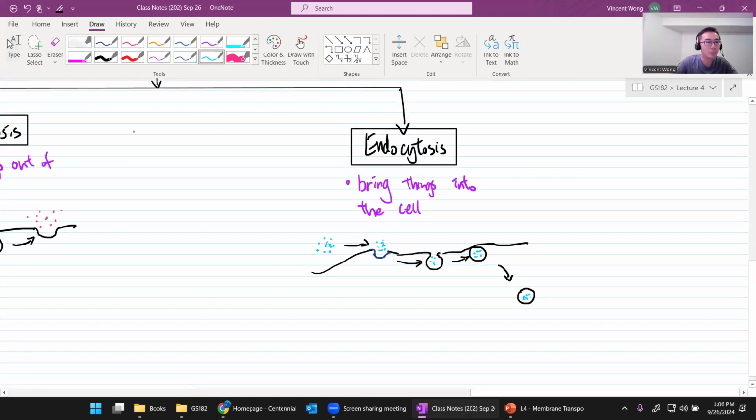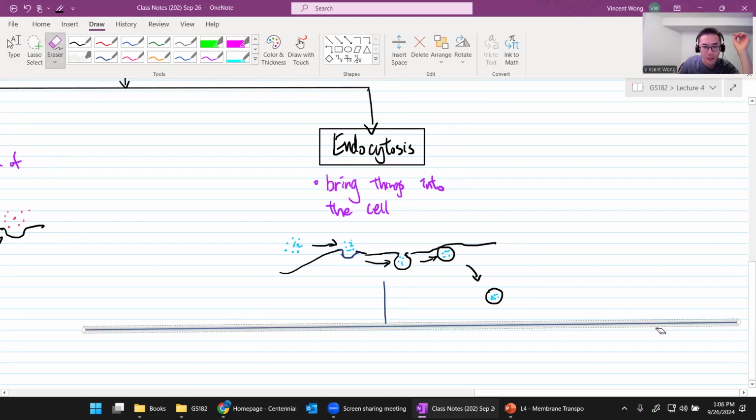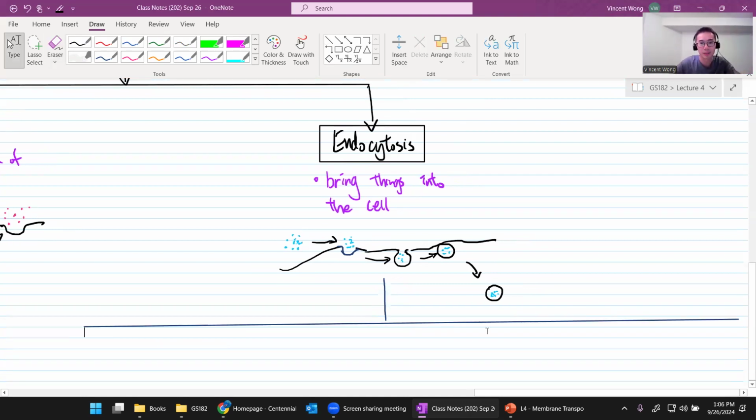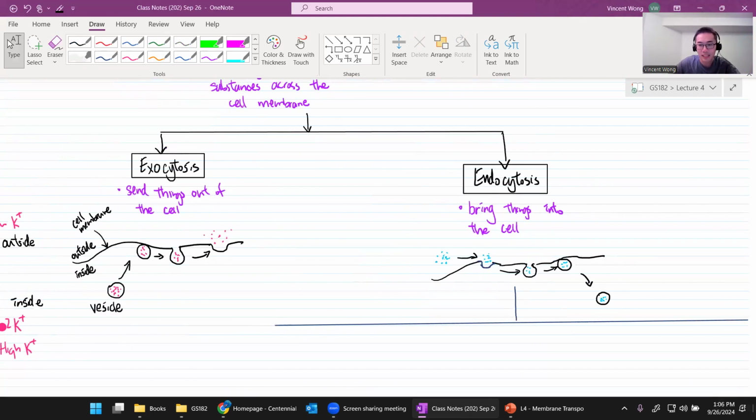Okay, so that's endocytosis. Now, this is the last one. I can hear you guys screaming at me through the screen. There are three different types of endocytosis, and that's it. It depends on what and how you are bringing it in. So let's start with the first one here.